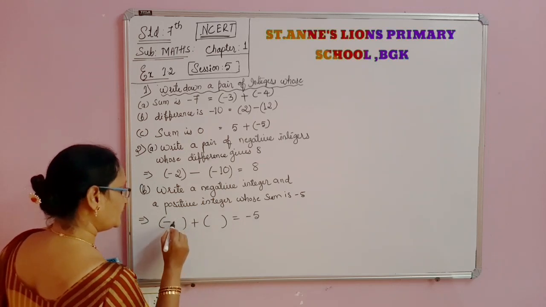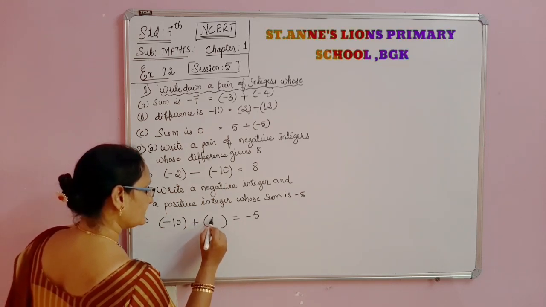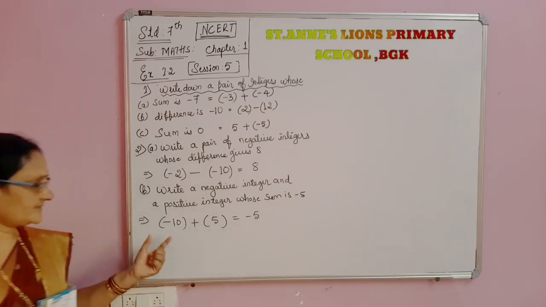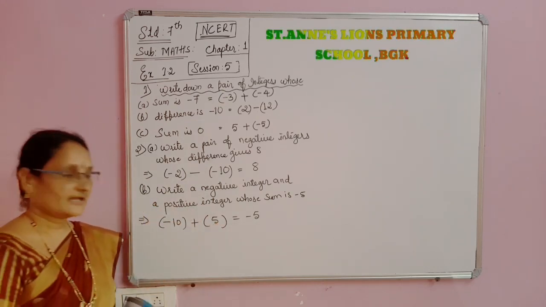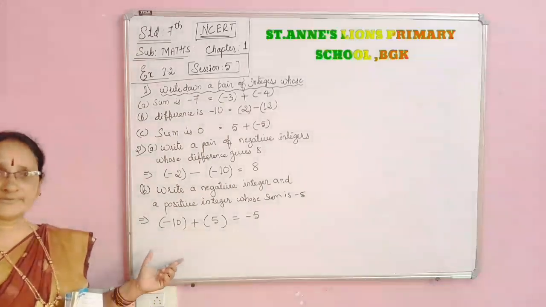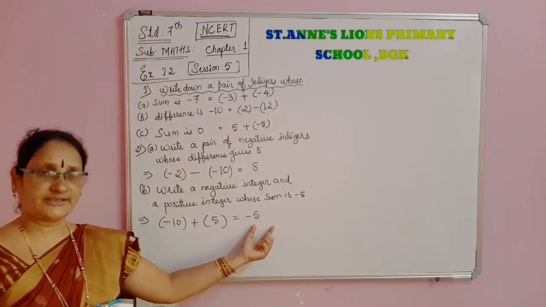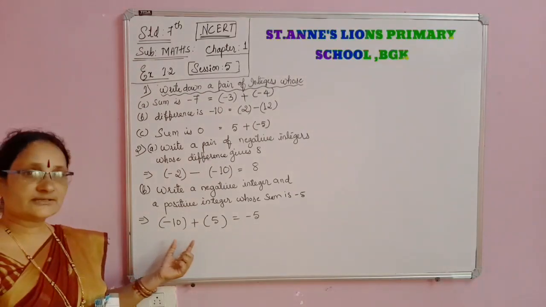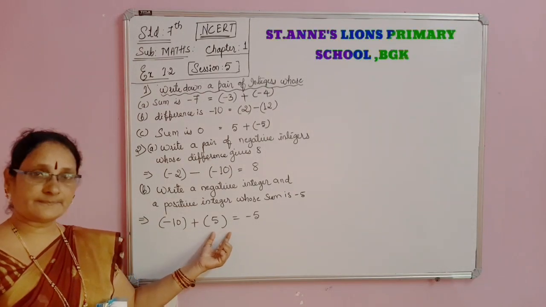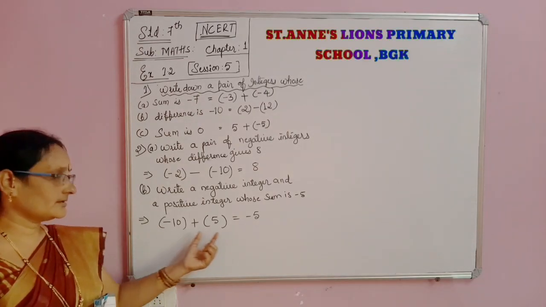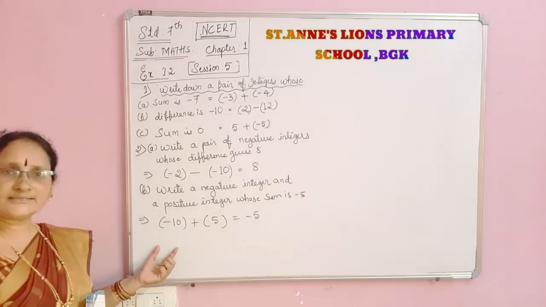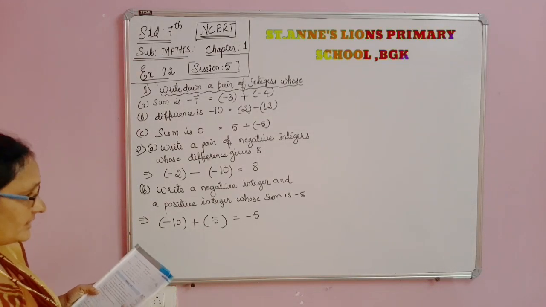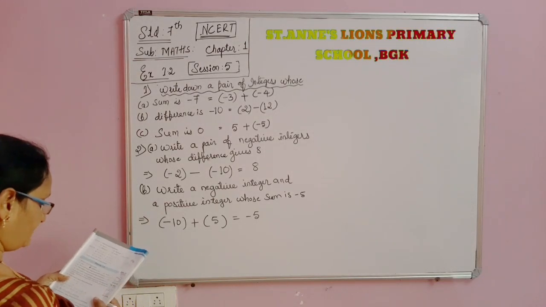See, minus 10 plus 5 is minus 5. The bigger number's sign will come there. Finish. Like this any number you can take. You have to get the answer as minus 5. For example, minus 7 plus 2, minus 8 plus 3, minus 6 plus 1. Like this, any number you can take. So this is the answer I have got, that is minus 5.